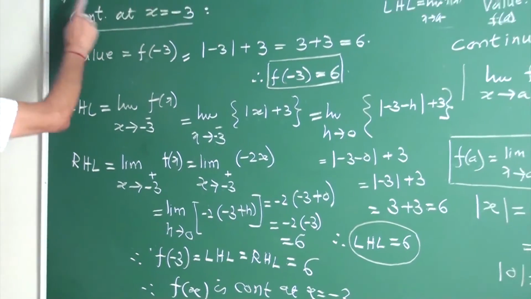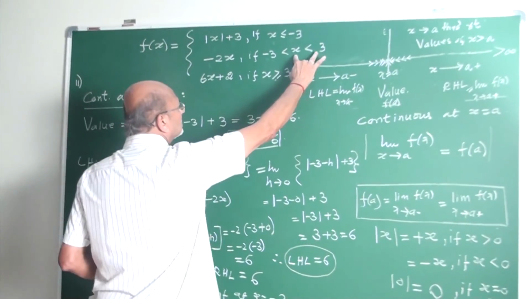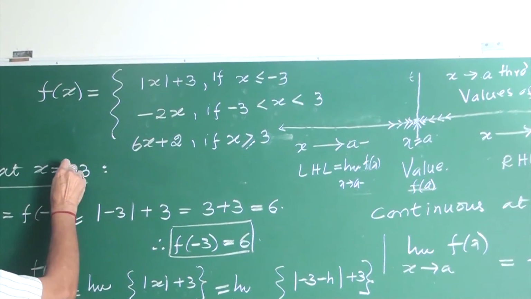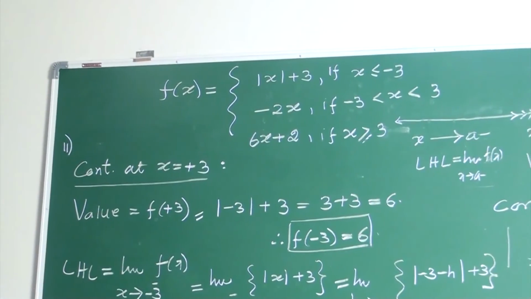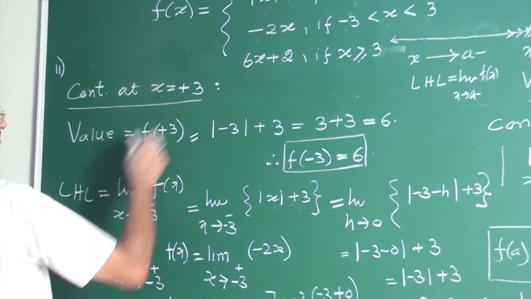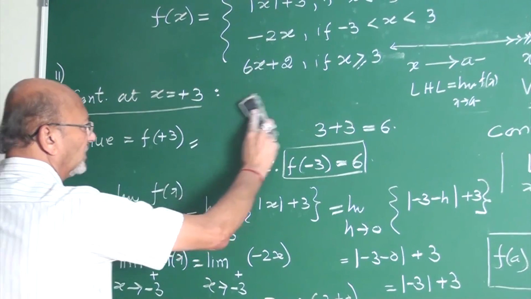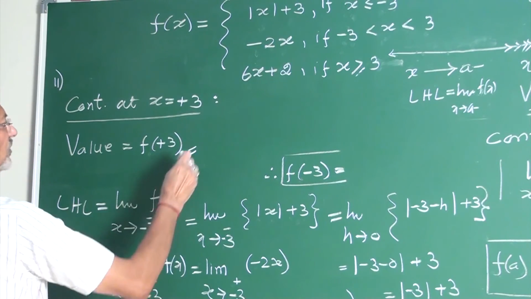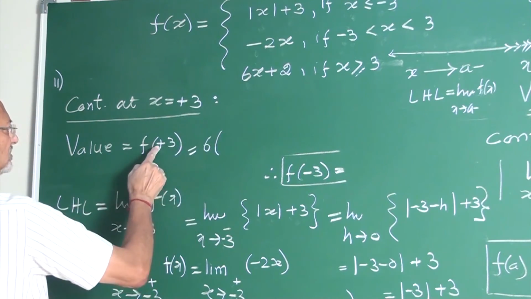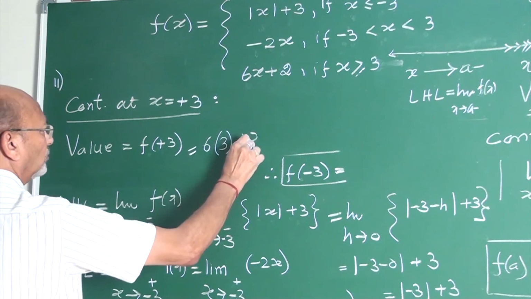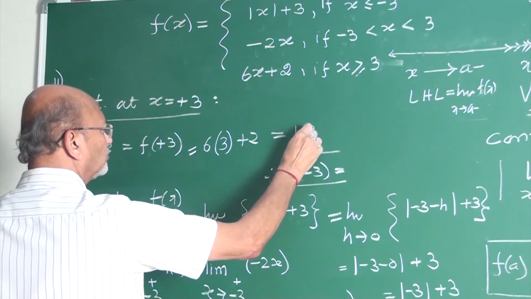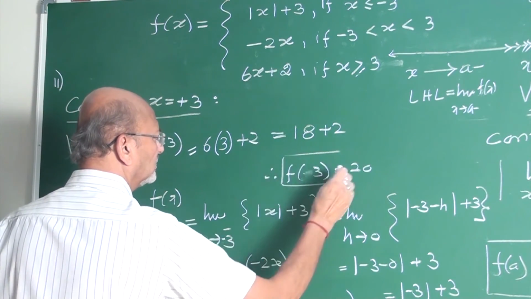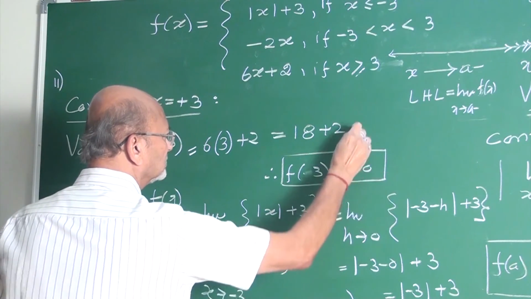My friends, one more is there, that is at x equal to 3. See, less than 3, equal, greater than 3, all the three. At x equal to +3, the value is 6 into 3 plus 2, which is 18 plus 2. So f of +3 is 20.